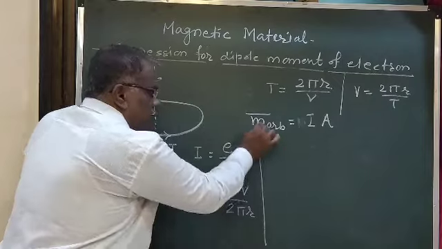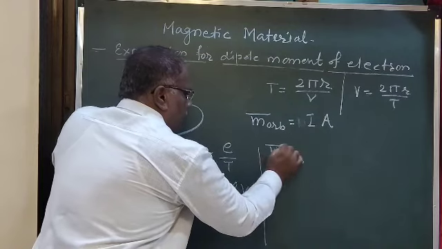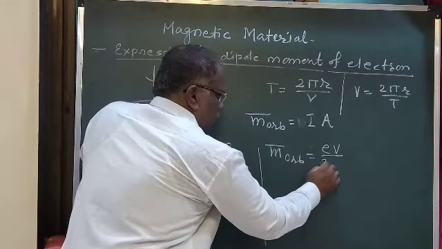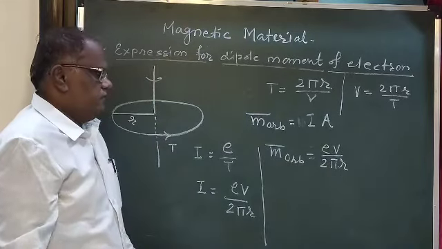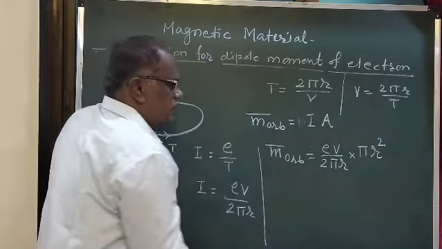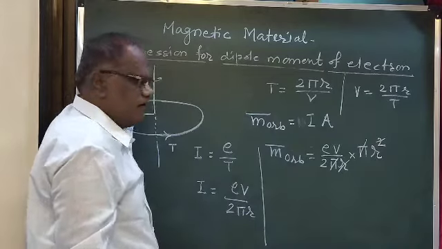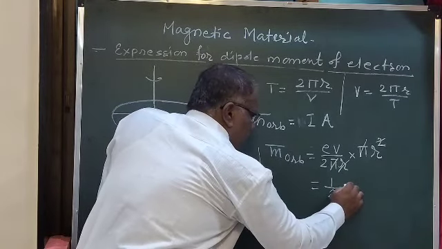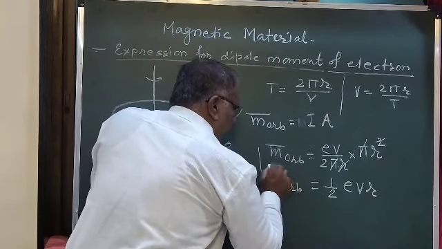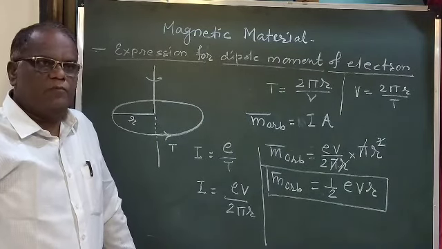Hence magnetic dipole moment can be written as m orbital is equal to value of I, e v upon 2 pi r, and area of cross section pi r square. Here pi gets cancelled, r gets cancelled, and our equation becomes 1 by 2 e v r. This is the first equation of magnetic dipole moment of electron.